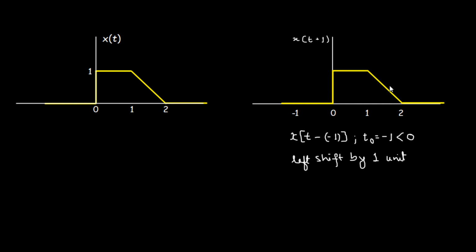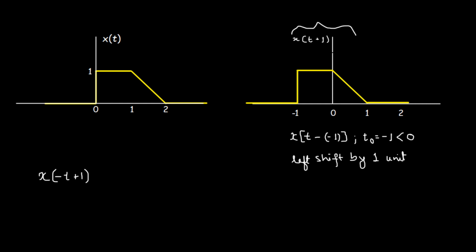So let us shift the signal to the left-hand side by 1 unit, and this is how the signal x of t plus 1 will look. Now that we have x of t plus 1, we can also find x of negative t plus 1. We obtain it by replacing t by negative t in this graph and then reversing it graphically. Reversing it graphically means we draw the reflection of the graph of x of t plus 1 along the y-axis. So let us do it.